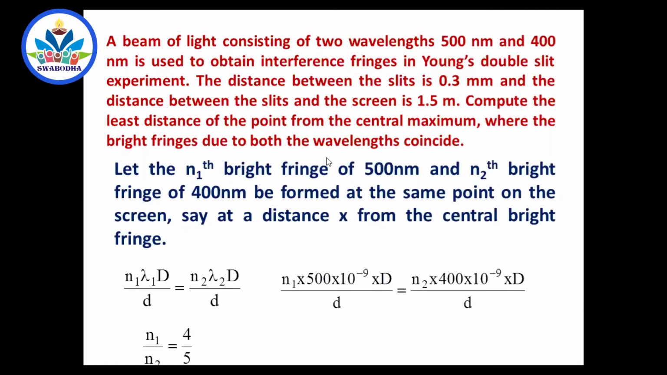Numbers may be different. That means here the answer says that this should be a digit, and further it should not be divisible by an integer. It should be a fraction. That means the 4th fringe of N1, which is lambda 1, 500 nanometer, and the 5th fringe of N2, what is N2? 400 nanometer. They are coinciding at the same place.